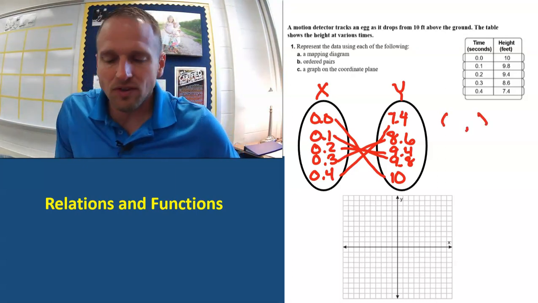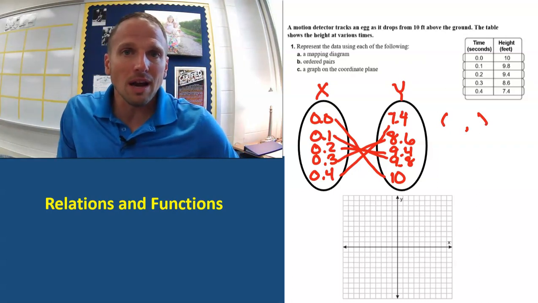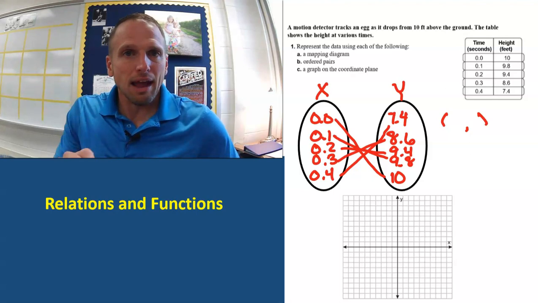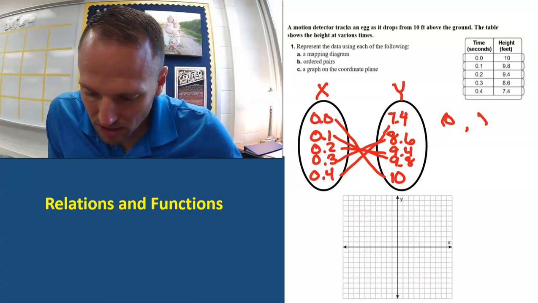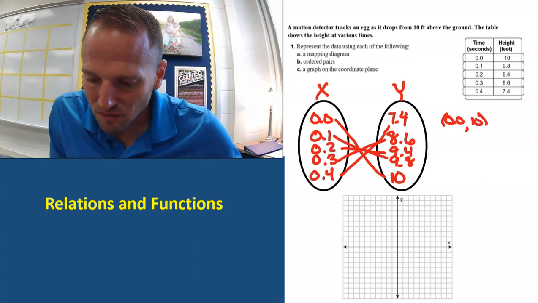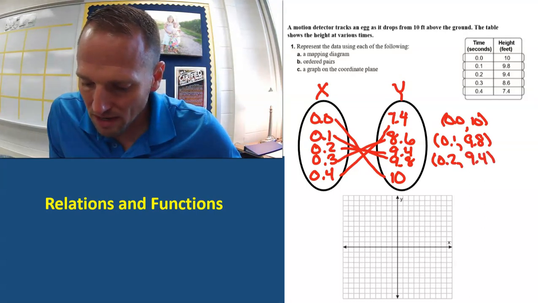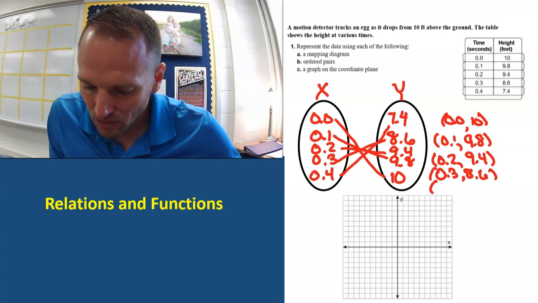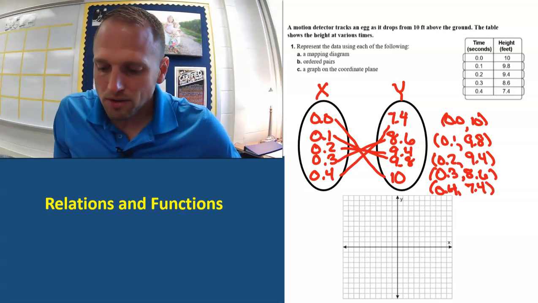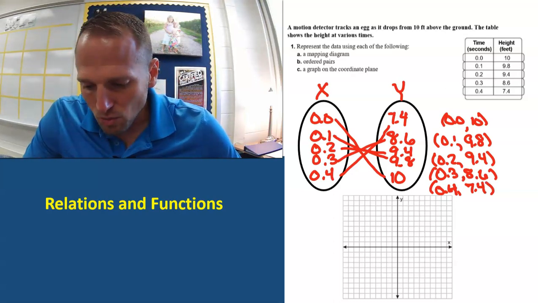An ordered pair is just a set of numbers inside parentheses separated by a comma that shows us a specific data point. So first of all, we would just say that at 0.0 seconds, it was 10 feet tall, 10 feet high. At 0.1 seconds, it was 9.8 feet high. At 0.2 seconds, it was 9.4 feet high. And at 0.3, so you see how we're doing this. This one's really not that difficult. And 0.4 and 7.4. Okay, so the first one that we did was the mapping. The next one we did was ordered pairs.